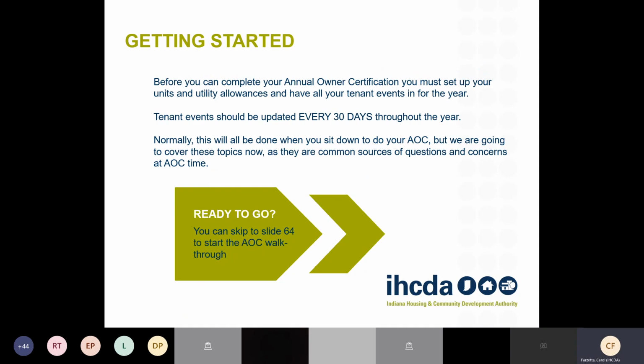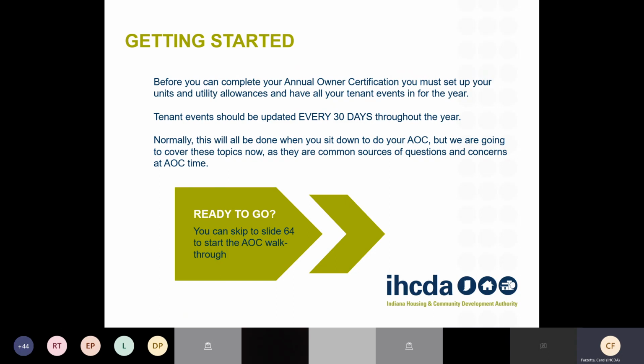So before we can complete our annual owner cert, we have to first set up the units and assign the utility allowances to those units each year. Finally, tenant events need to be entered in. And while we say that this should occur every 30 days, unfortunately, we know that sometimes life happens and they don't always get done when we anticipate to do them.